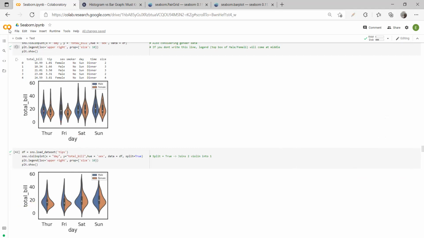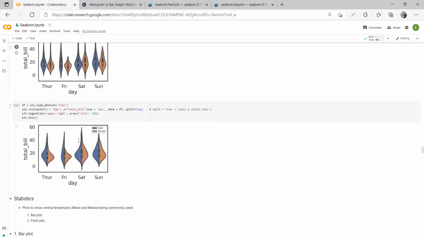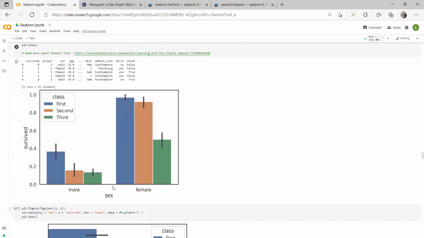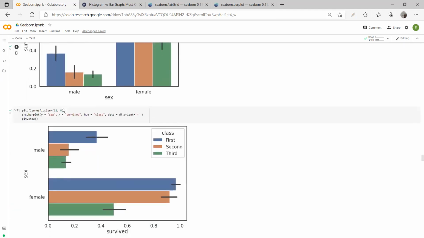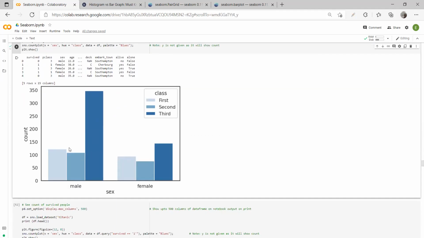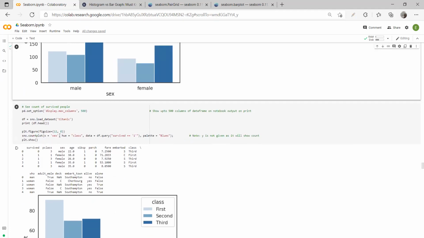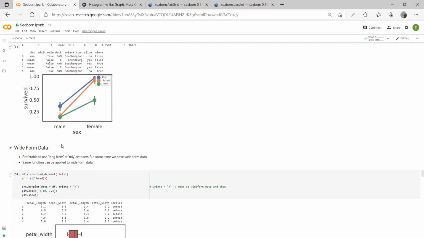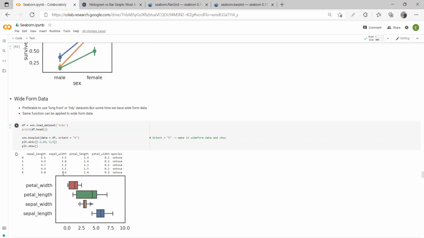Okay, so this was about the violin plot. So box plot, violin plot important. Box plot more important. Bar plot, we did it for categorical variables. Bar plot also important. Count plot also a little important. And this is a count plot. Point plot not important. Again, box plot is important.